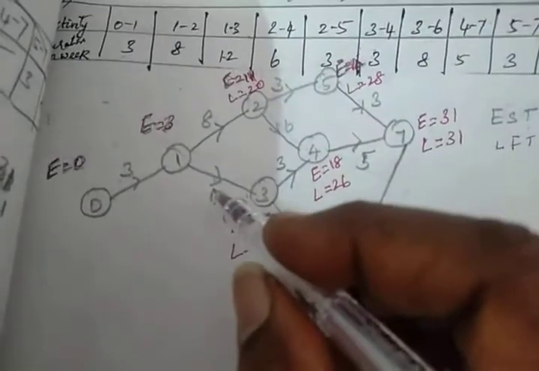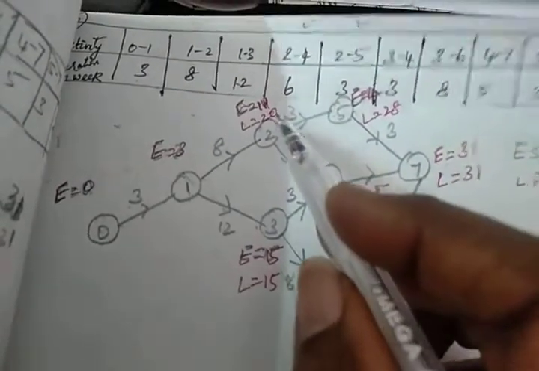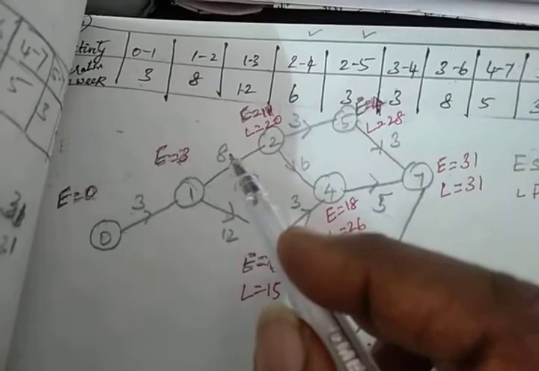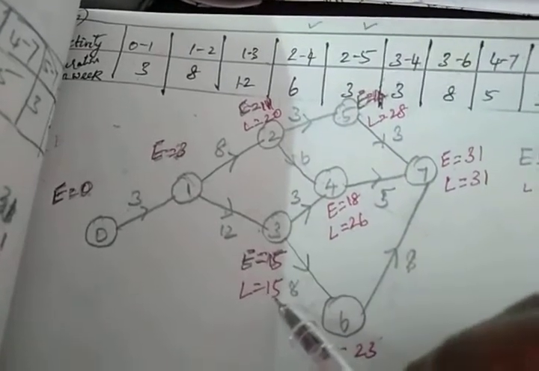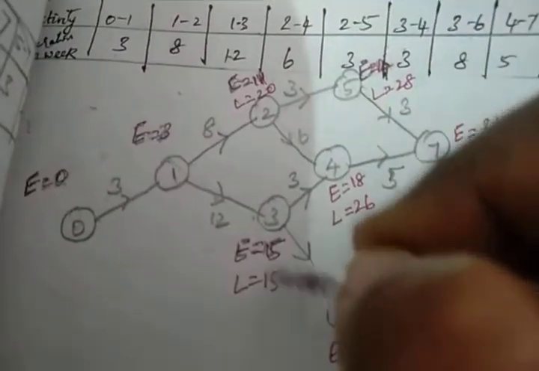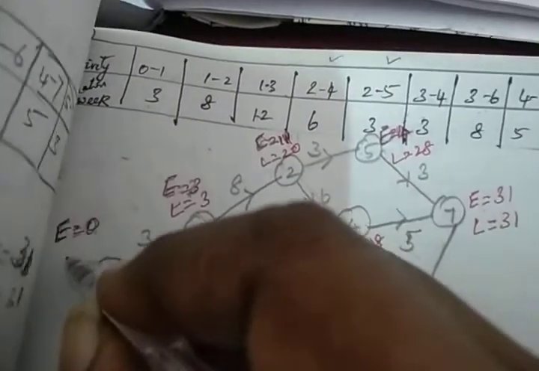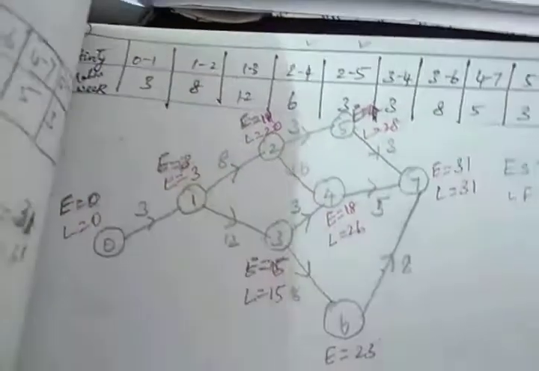Now 15 minus 12, it is 3. Similarly 20 minus 8, it is 12. So 15, ultimately 3 is the least. 15 minus 12 will be 3. L is equal to 3. Now 3 minus 3, you will be getting answer as 0.